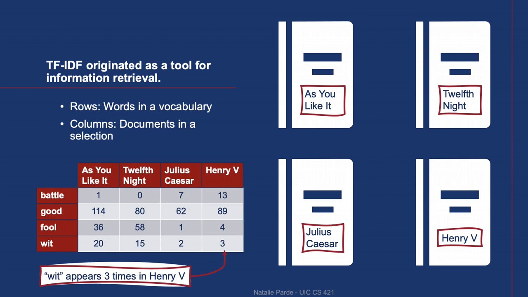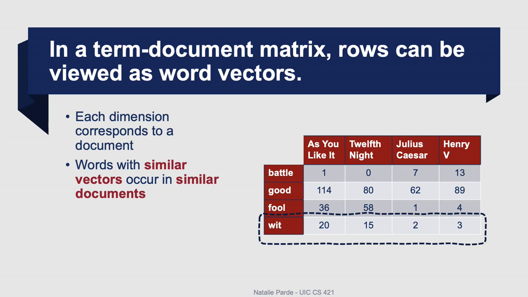You can see a term document co-occurrence matrix here, where we're working with this toy case where we have 4 words and 4 documents. We can see from the matrix, for example, that the word wit appears 3 times in Henry V. The row corresponding to wit could be considered a word vector, with each dimension corresponding to a document. So in this case, words that occur in similar documents would also have similar vectors. Just looking at the column distributions here, we can see that we appear to have 2 groups of similar documents. Julius Caesar and Henry V appear to be relatively similar to one another, and As You Like It and Twelfth Night also appear to be pretty close to one another.